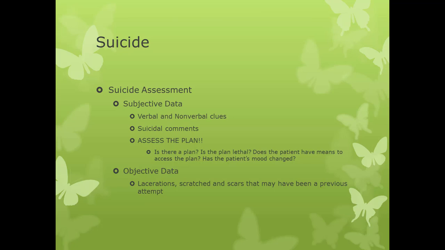So then we also need to be looking at objective data. Do they have lacerations like on their wrists or on their arms? Do they have previous scars or scratches that might actually be from a previous attempt? You know, what can we see when we're assessing them?